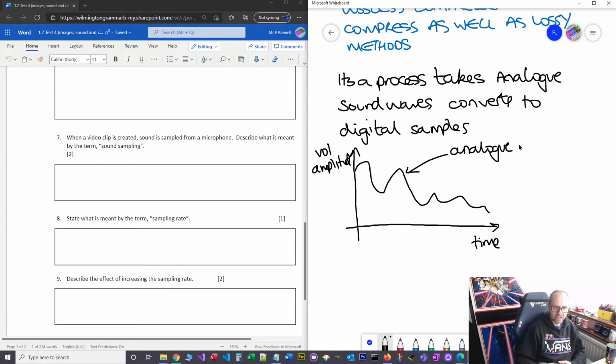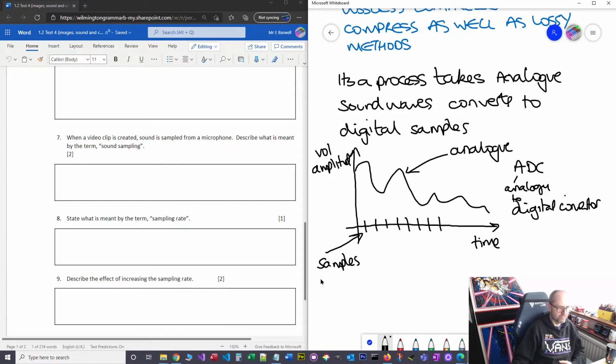But computers can't deal with analog information. So what we need to do is convert it into digital. We use something called an analog to digital converter. And what this does is the sampling. So it takes a look at this level of the wave. So we look at it and we say, right, what level is it? So at a certain interval, which is the sampling rate, this is when we take our samples.